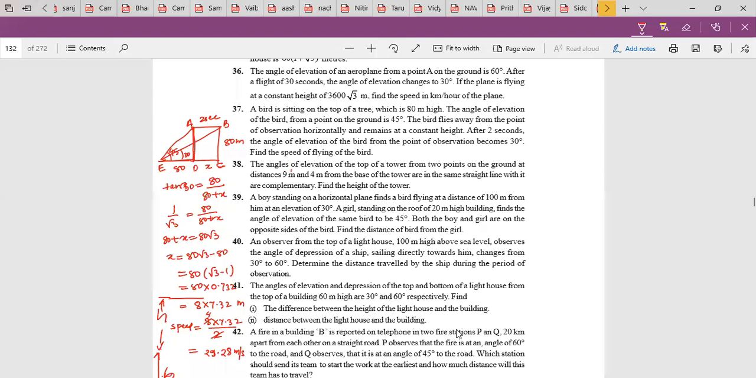Ma'am, I calculated mine in kilometers per hour. Why? If distance is given in meters and time is given in seconds, why have you calculated in kilometers per hour?